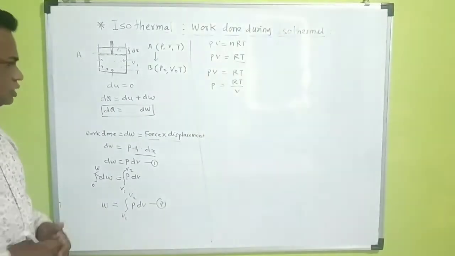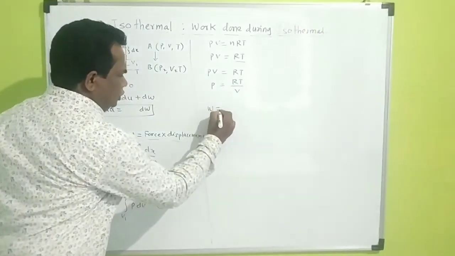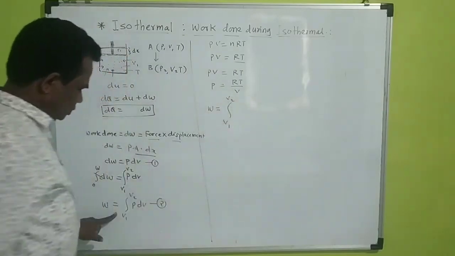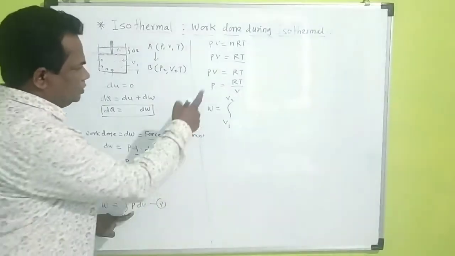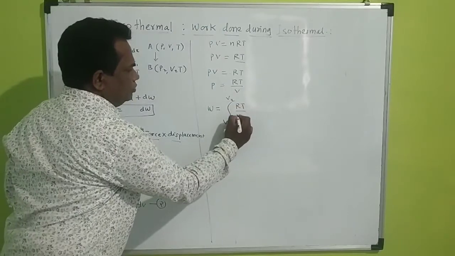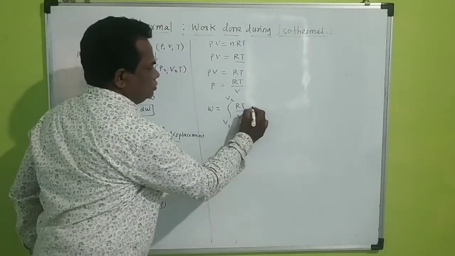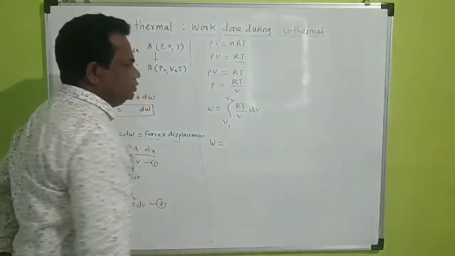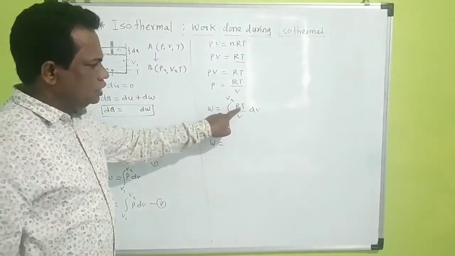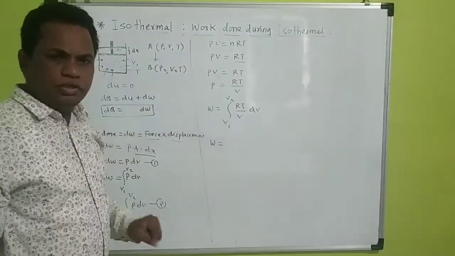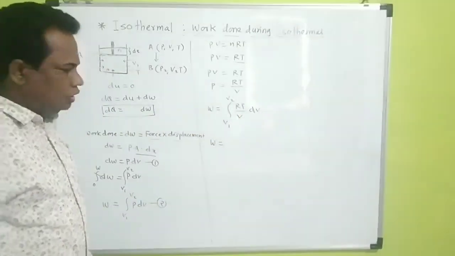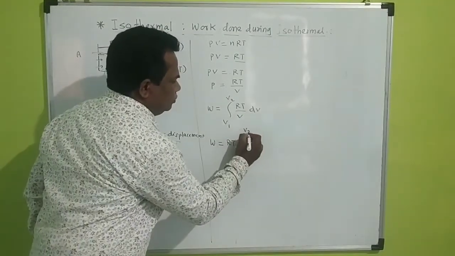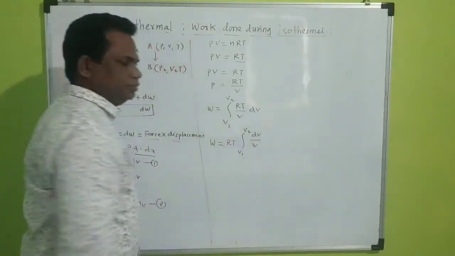So this equation becomes W is equal to the integral from V1 to V2, and instead of P you have to substitute RT divided by V, into dV. So once again, as we know that R is constant and in this case T is constant, both constants are taken outside the integration. So W is equal to RT times the integral from V1 to V2 of dV divided by V.